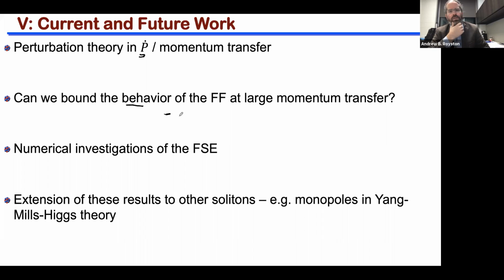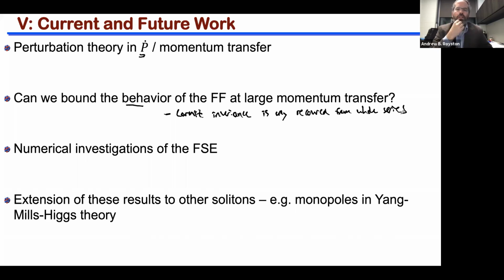And here we can use Lorentz invariance. The fact that Lorentz invariance is only recovered from the whole series, once you start including those higher derivative corrections. So that might relate neighboring terms in the series. Also, we can try to bootstrap by comparing against known results in integrable models like Sine-Gordon.